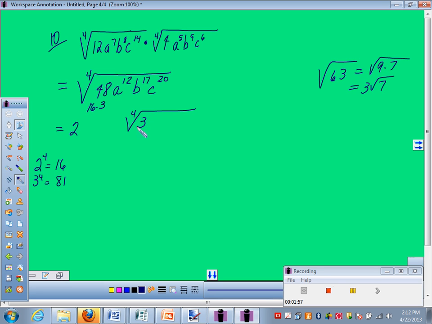Okay. Do you remember the easy way to do variables? They were quick and easy. Divide the 4 into each power. 4 goes into 12 how many times? 3. And it goes in evenly, so there's no remainder. How many times does 4 go in 17? 4 times, which would be 16, so that means we have a remainder of 1. And 4 goes into 20 five times with no remainder again, so we have nothing left inside.